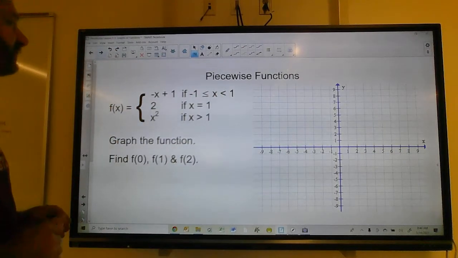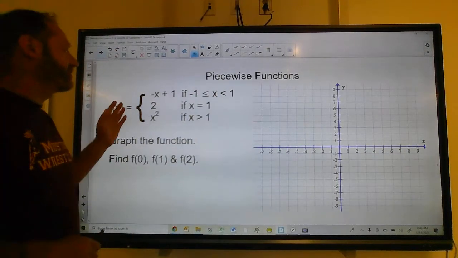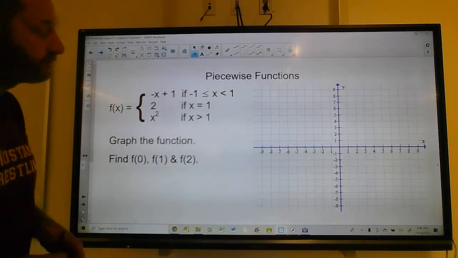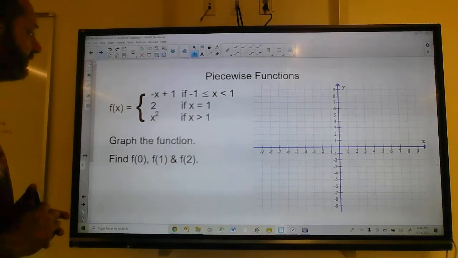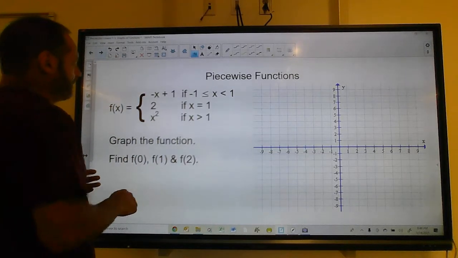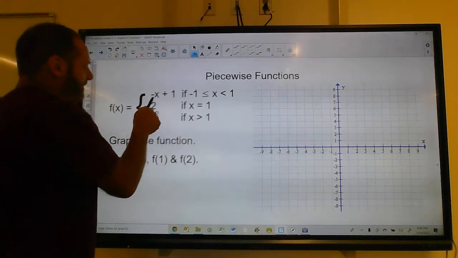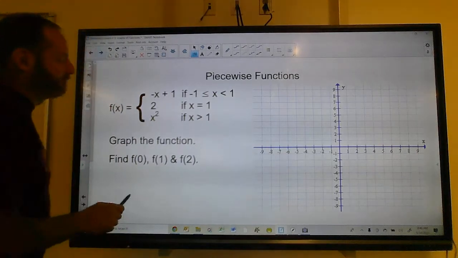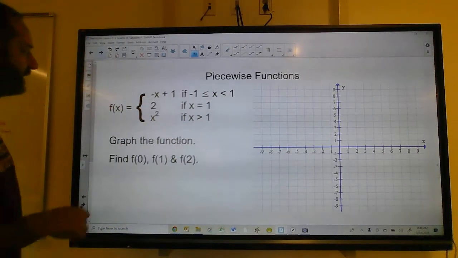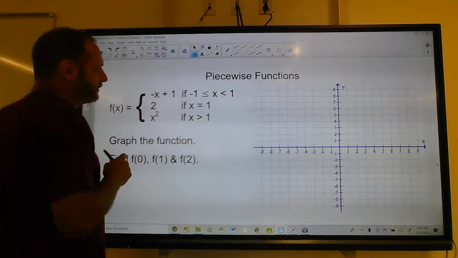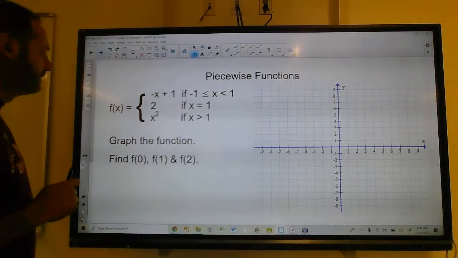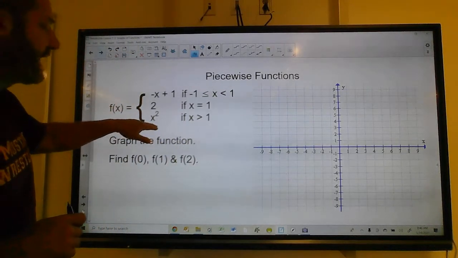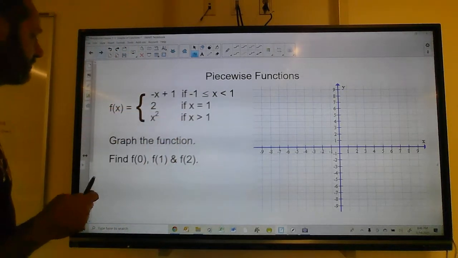Okay, piecewise functions. So piecewise functions are just functions that have different parts to them. Okay, so this tells me f of x is going to be this, which is just a line, but it's only between -1 and +1. It's the number 2 at x equals 1, and it's x squared, which is a parabola, when x is greater than 1. So what does this look like?